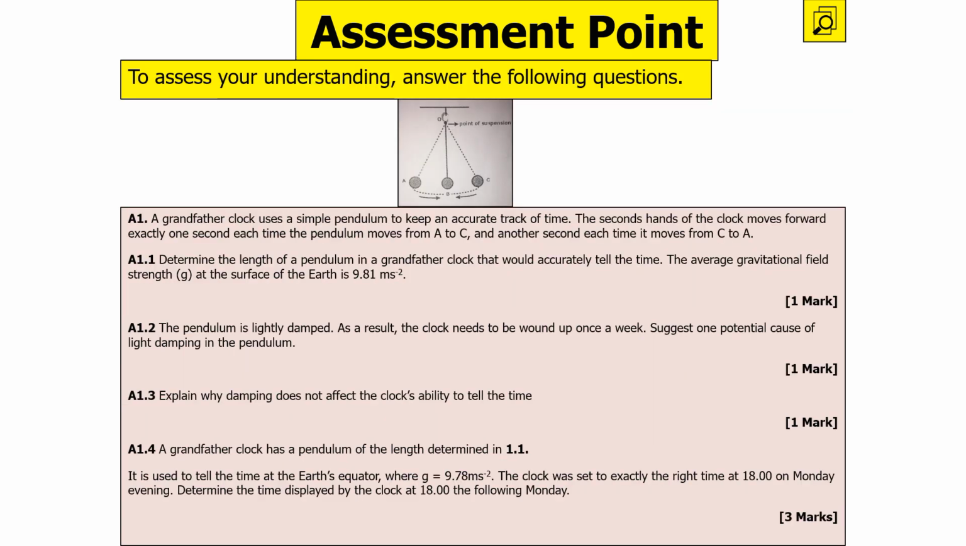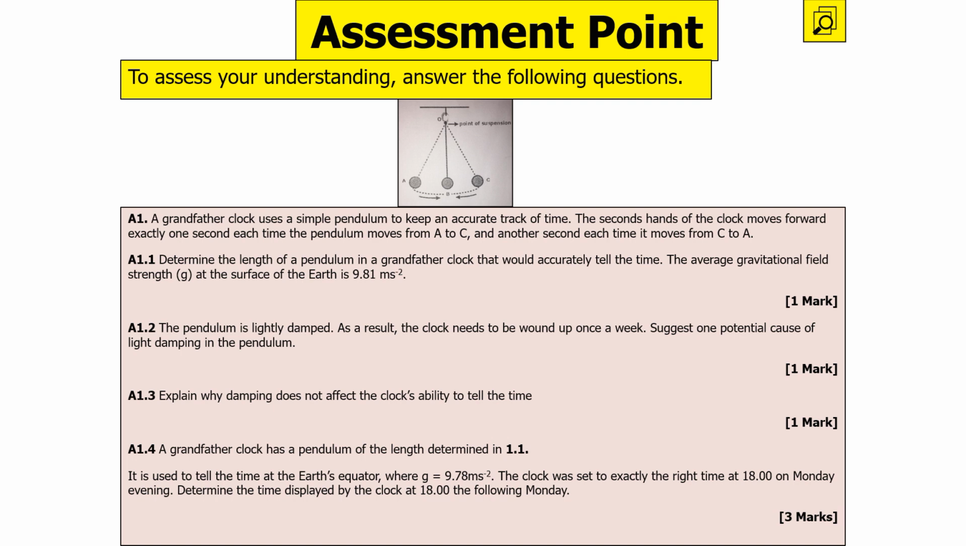The next question says, a grandfather clock uses a simple pendulum to keep an accurate track of time. The second hand of the clock moves forward exactly 1 second each time the pendulum moves from A to C, and another second each time it moves from C to A. Determine the length of the pendulum in the grandfather clock that would accurately tell the time. The pendulum is lightly damped. As a result, the clock needs to be wound up once a week. Suggest one possible cause of light damping in the pendulum. Explain why damping does not affect the clock's ability to tell time.